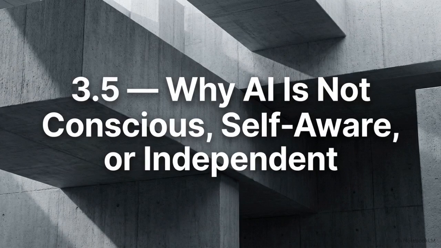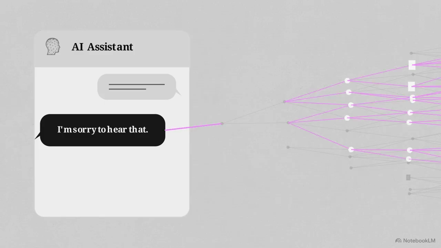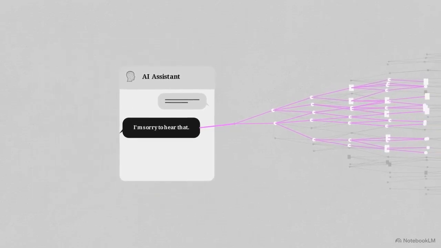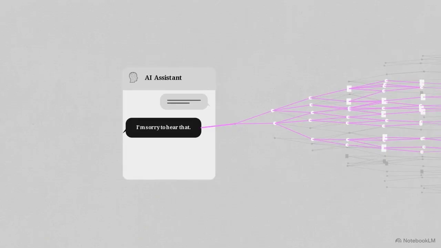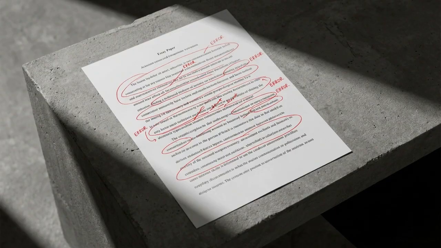3.5. Why AI is not conscious, self-aware, or independent. Generative AI tools are convincing. When a chatbot tells you, "I'm sorry to hear that," the natural tone creates an illusion of empathy. But the machine has not felt anything. It has simply matched a language pattern from its massive training data. Underneath the interface, it is just pattern matching at scale. AI does not have its own intentions, its own feelings, or any independence. Because the system possesses zero self-awareness, we cannot rely on it to govern its own accuracy or morality.